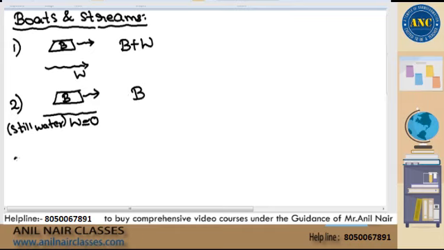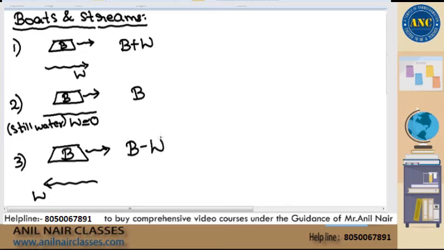And the third scenario is water is moving in this direction with speed W. Boat is moving in the opposite direction to that of the water. Because the boat is moving in the opposite direction, the water will retard the flow of the boat. The speed will be how much? B minus W, right? The speed will be B minus W.